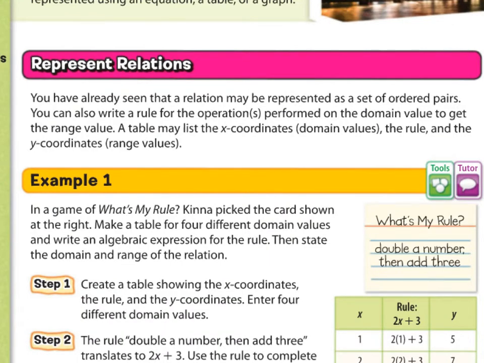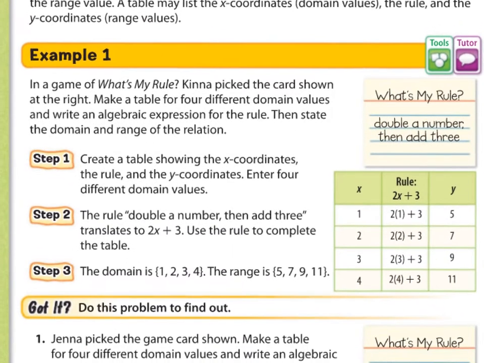So, representing relationships. You have already seen that a relation may be represented as a set of ordered pairs, right? You can also write a rule for the operation or operations performed on the domain value to get the range value, right? Domain is your input, and it'll go through a function to get your range value, so your y. A table may list the x coordinates, domain values, the rule, and the y coordinates, your range value. And that's what we're going to look at here in example 1.